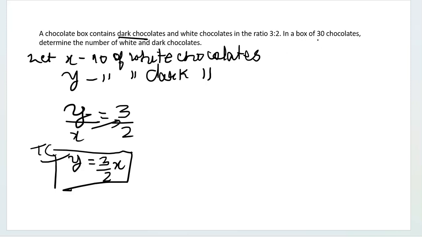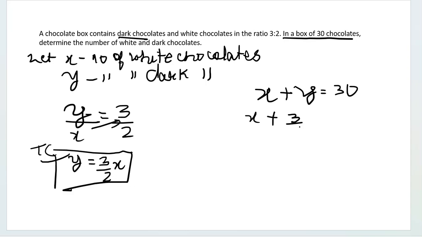Now in a box of 30 chocolates, this line says that inside this box there are a total of 30 chocolates. That means the number of white chocolates plus the number of dark chocolates should be 30. So using this line, we got x plus y is equal to 30. Now we use our trump card. Our trump card says y is equal to 3 by 2 x. So we write x plus 3 by 2 x is equal to 30.